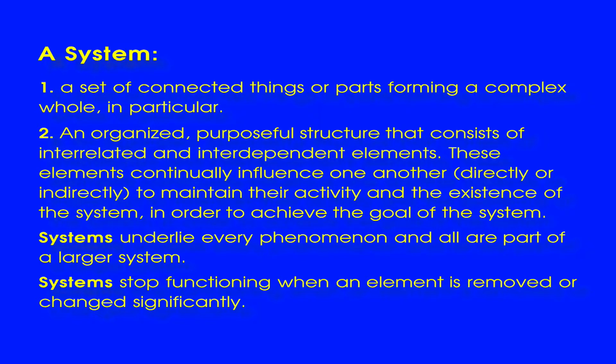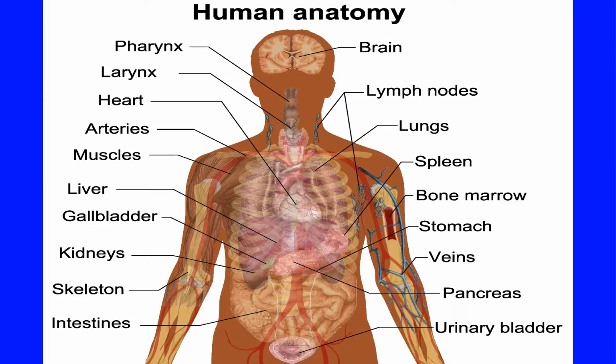These elements continually influence one another, directly or indirectly, to maintain their activity and the existence of the system in order to achieve the goal of the system. Systems underlie every phenomenon, and all are part of a larger system. Systems stop functioning when an element is removed or changed significantly. Your body is an example of an independent, highly complex, enclosed system.